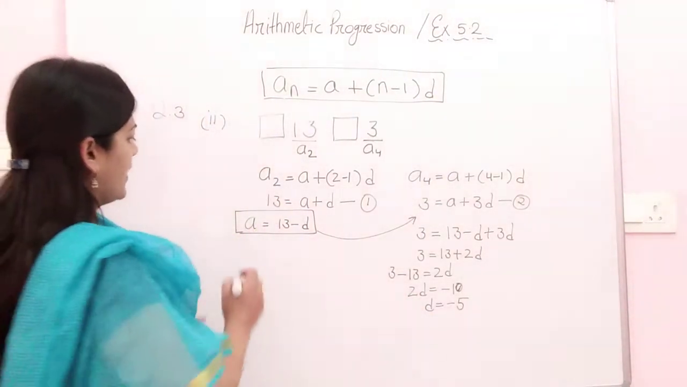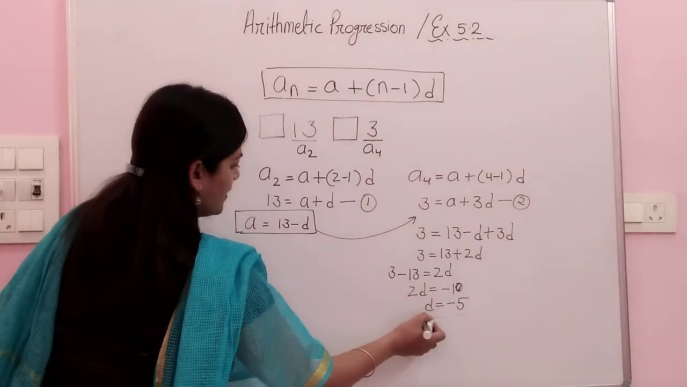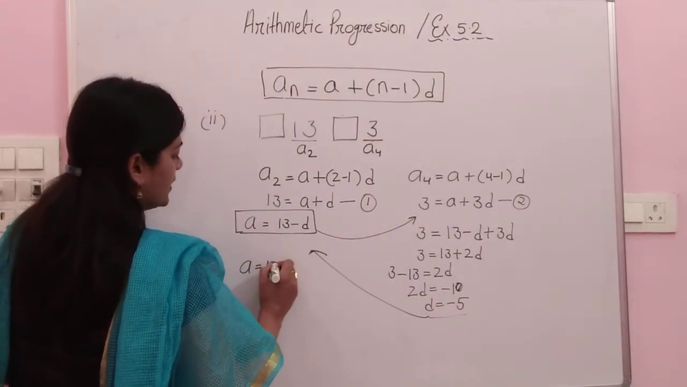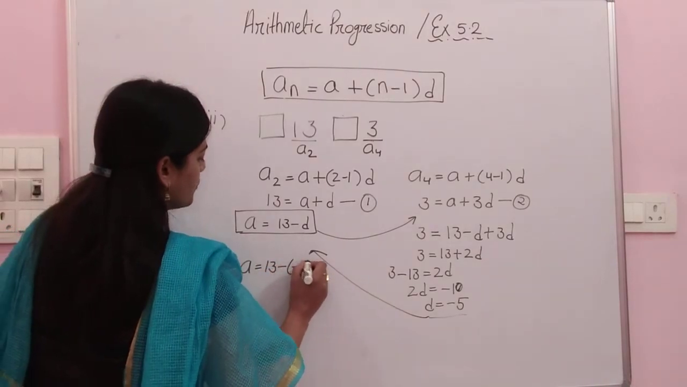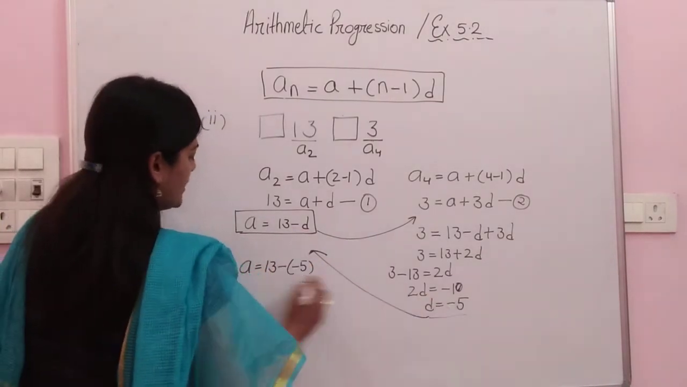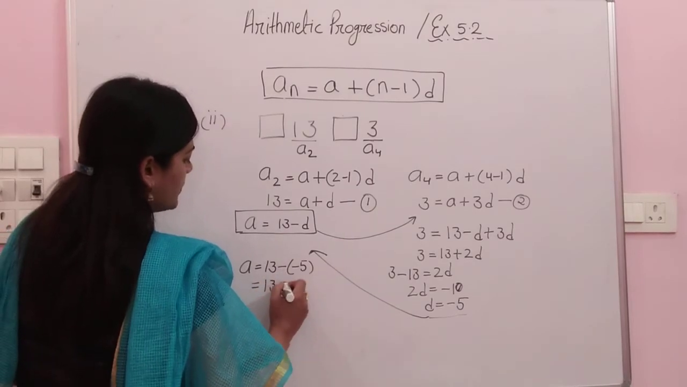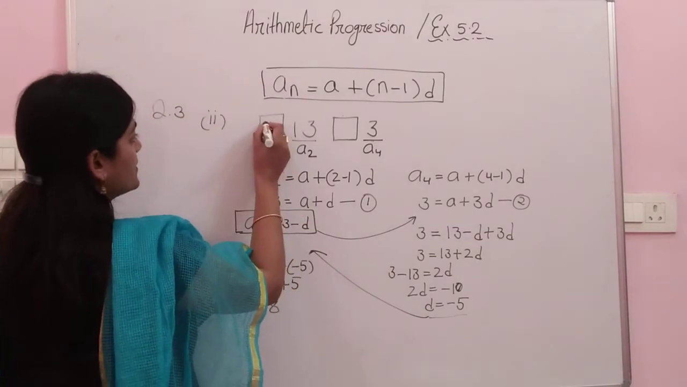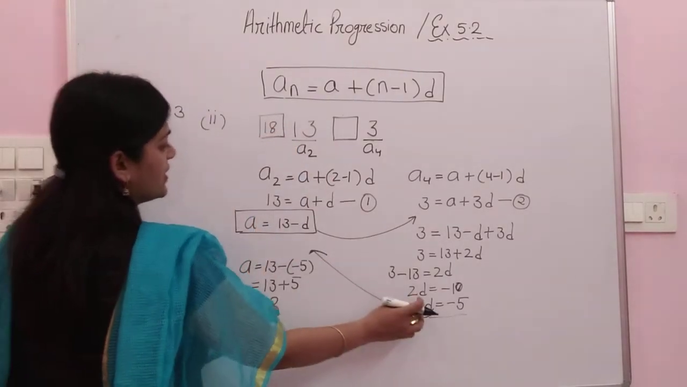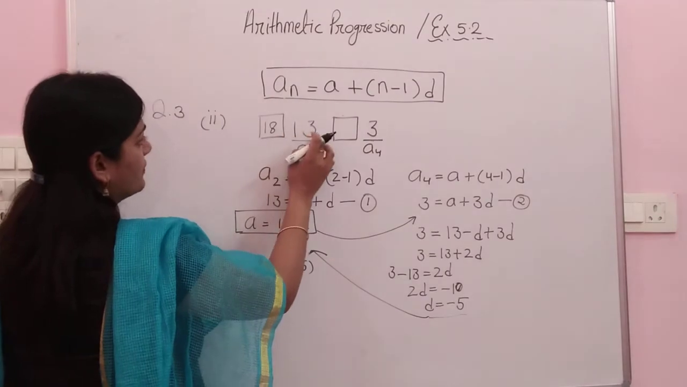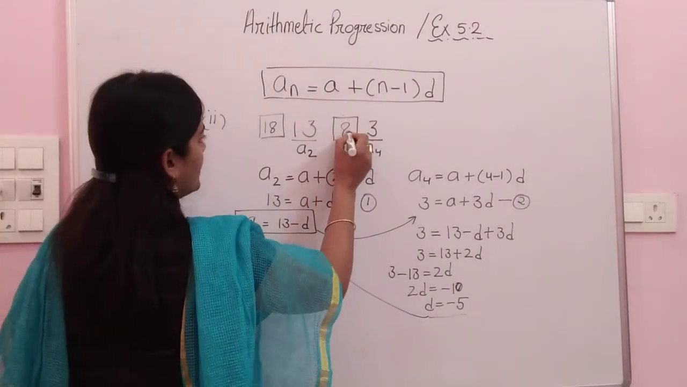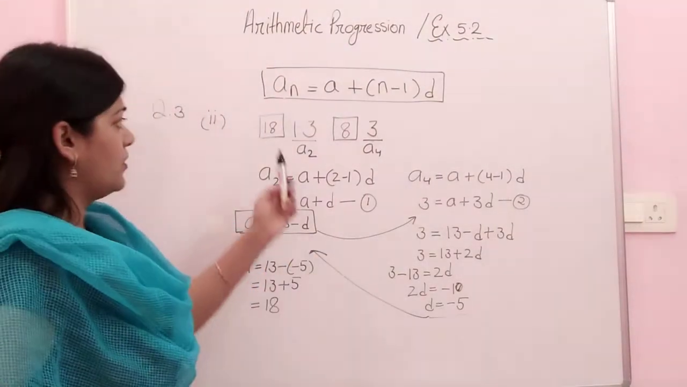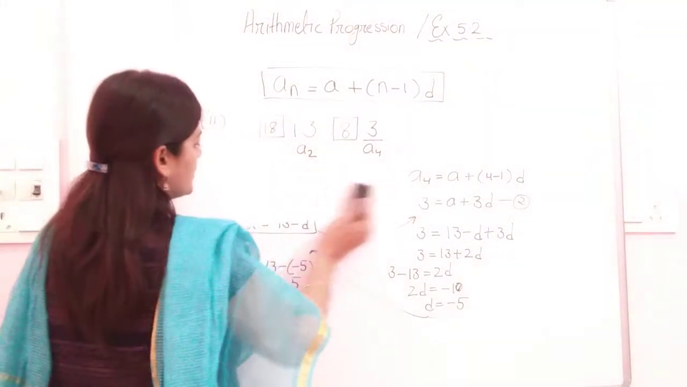How will you get the value of A? Put this value of D from here to here. A is equal to 13 minus 5. What is the value of D? Minus 5. 13 minus minus 5 is equal to 18. So what is here? 18. Then D value minus 5. 18 minus 5, 13. 13 minus 5, 8. 8 minus 5, 3. In this way, you can fill all your other missing positions. Okay.